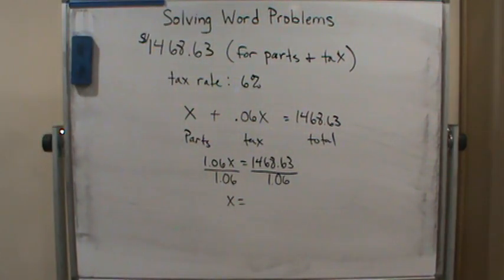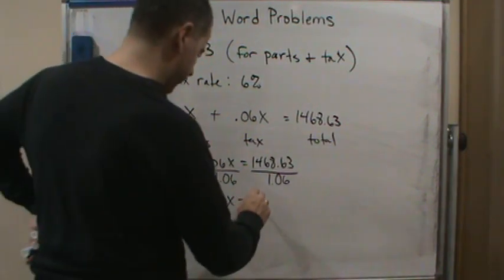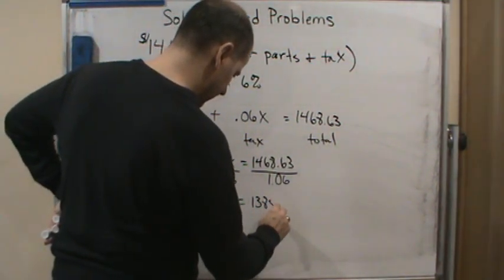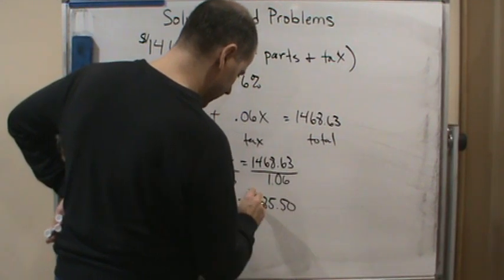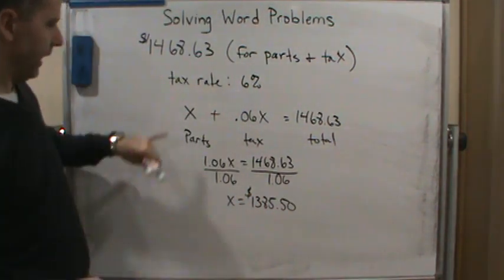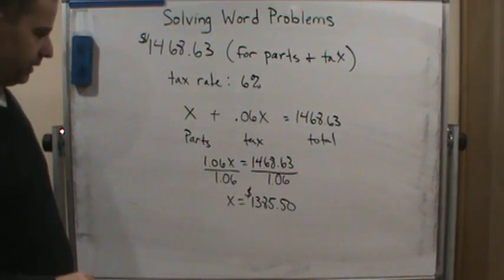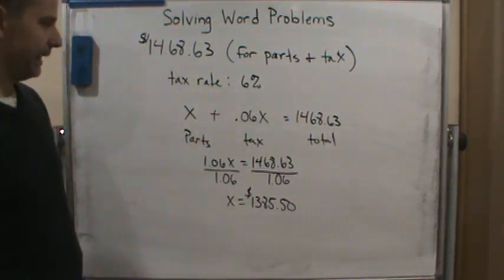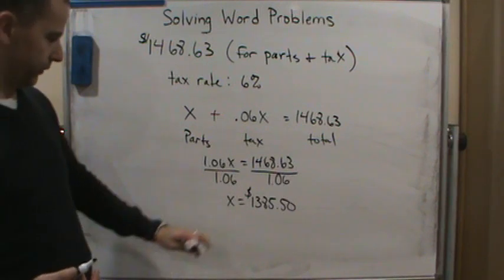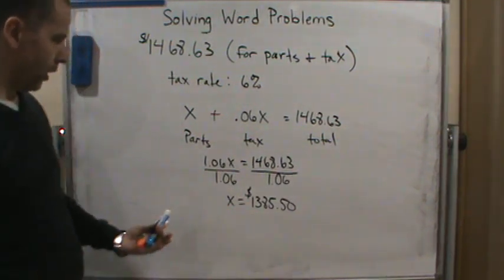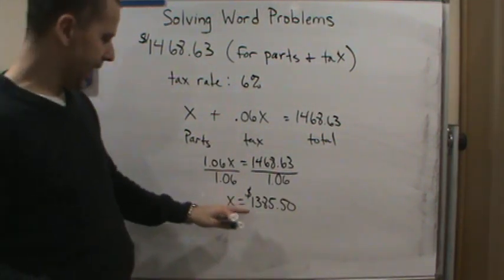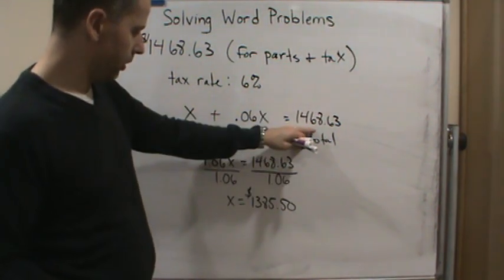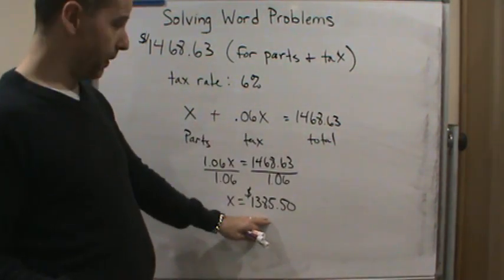So what do we get for x? Well, when we put this in our calculator, we get 1385.50. Now, what is x? Don't forget what x is. x is the cost of the parts. Well, we need the amount of the tax. So we've got this part for accounting. Now we also need to know what the tax is. Well, the tax is going to be the total minus the cost of the parts.